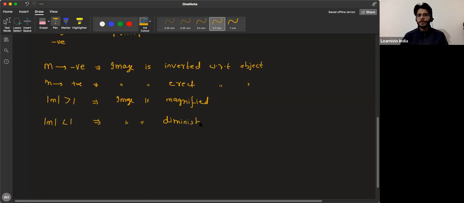So if you have magnification, that means you have all information about the object. And one more thing, if it is inverted, then it's a real image. Real image is always inverted. If it is an erect image, then this is a virtual image. We'll do few questions over it.